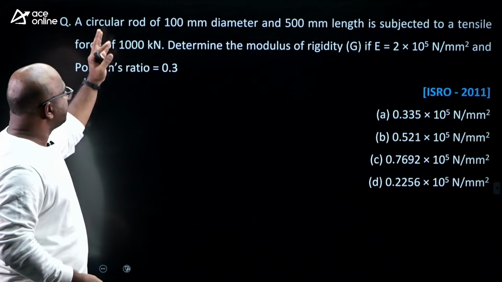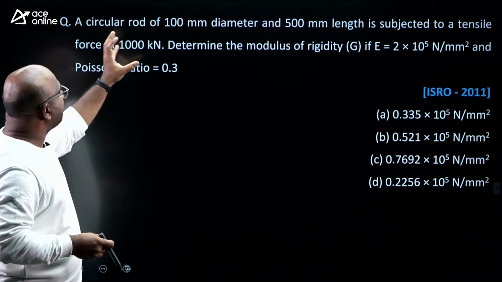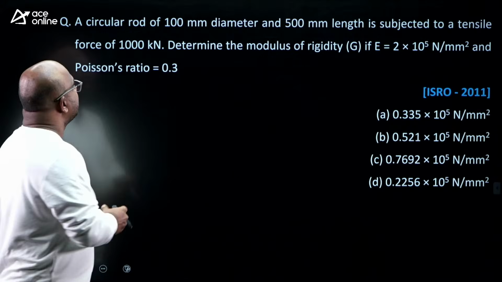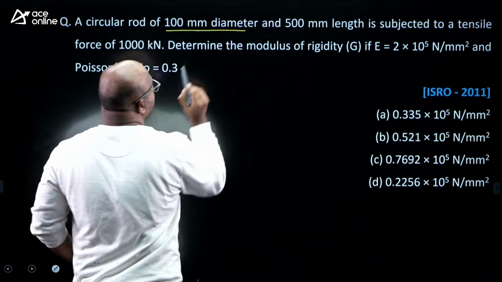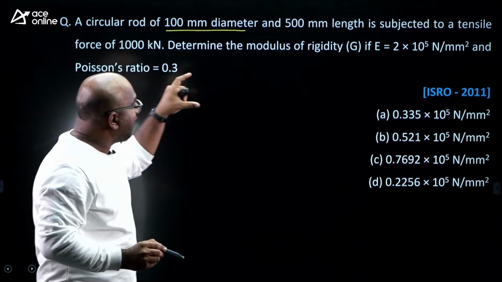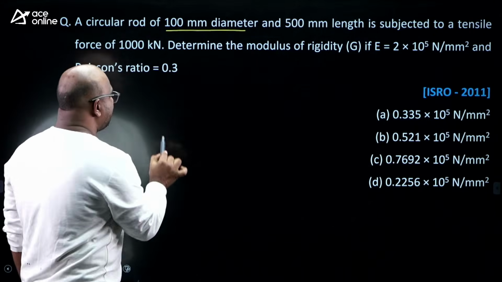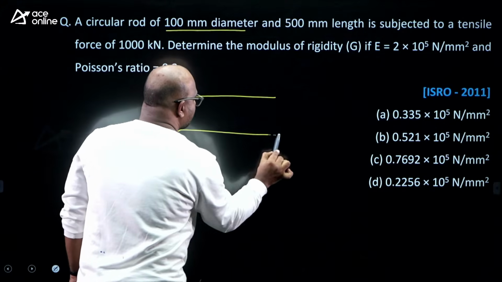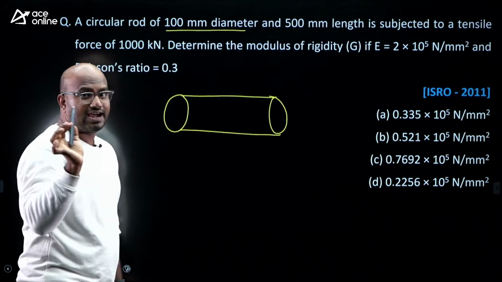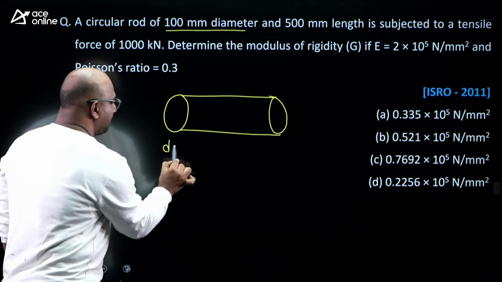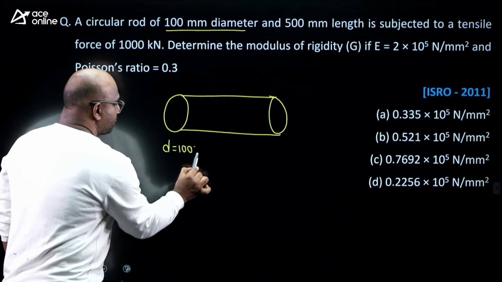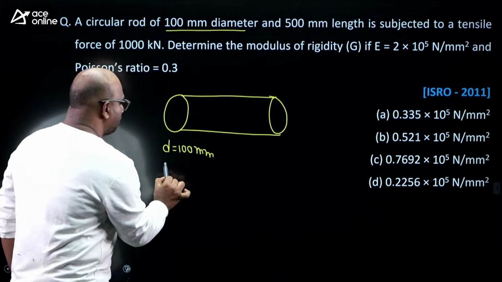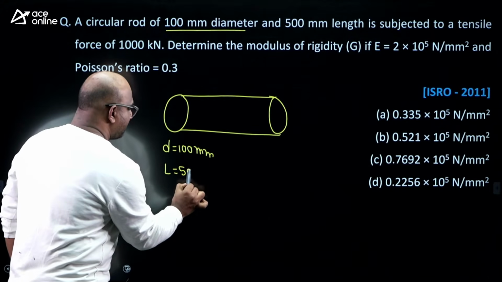Next. Yes, please go through it, guys. A circular rod, please go through each and everything, guys. A circular rod of 100 mm diameter and 500 mm length, guys. I am having a rod which is having 100 mm diameter, guys. So diameter is given as 100 mm, and 500 mm length, guys. So length equal to how much, anyone? 500 mm, guys.